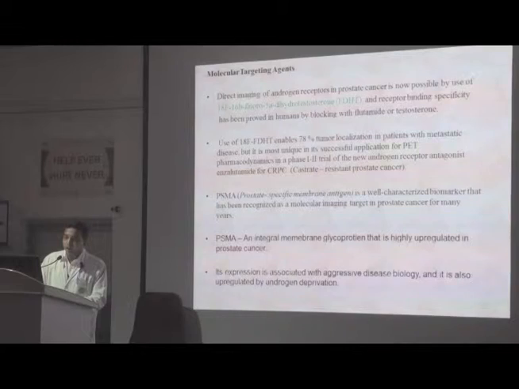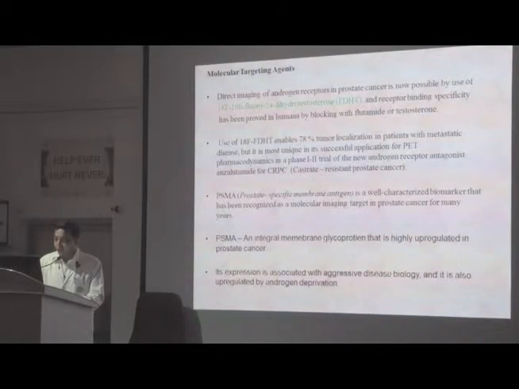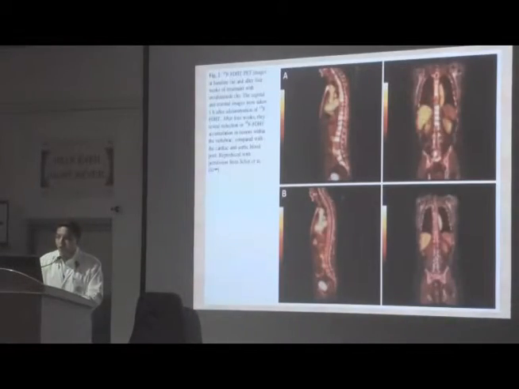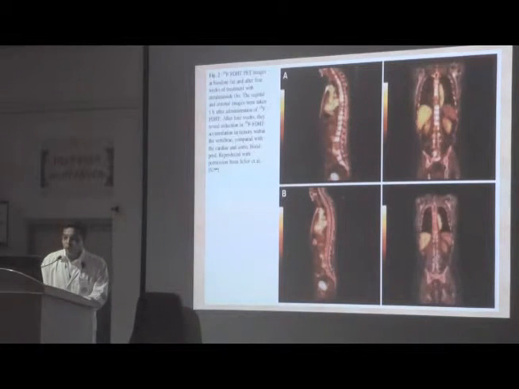Coming to the molecular target agent, that is 18F DCFPyL. Here it is basically used with PSMA, that is prostate specific membrane antigen. It is a well characterized biomarker that has been recognized as a molecular imaging target in prostate cancer for many years. PSMA is an integral membrane glycoprotein that is highly upregulated in prostate cancer. This is the uptake of PSMA, in which you can see the vertical column having the uptake of PSMA in the sagittal as well as the coronal images, while after 4 hours there is no trace of the PET agent compared to the cardiac and aortic blood pool.